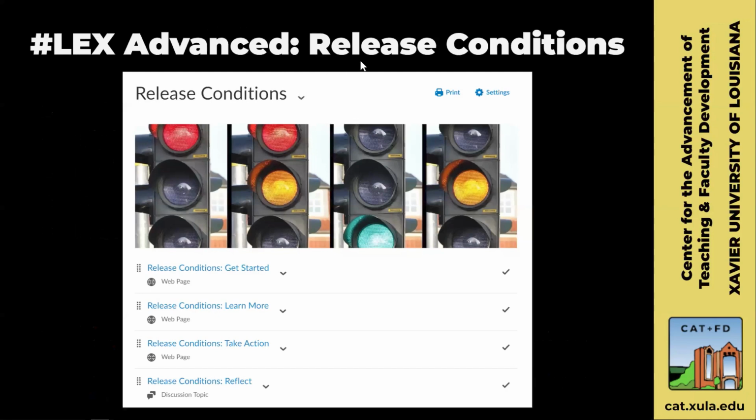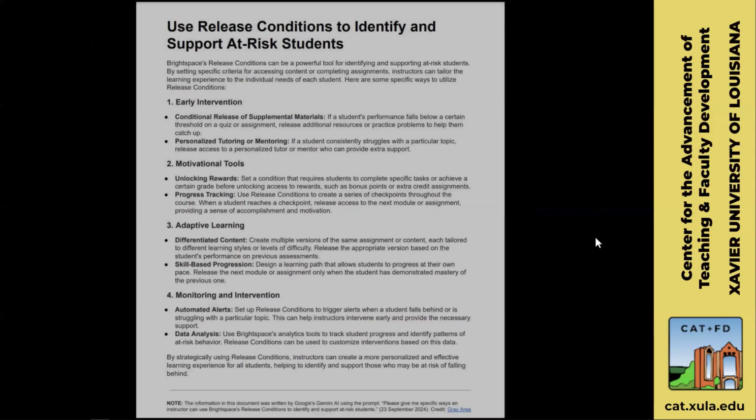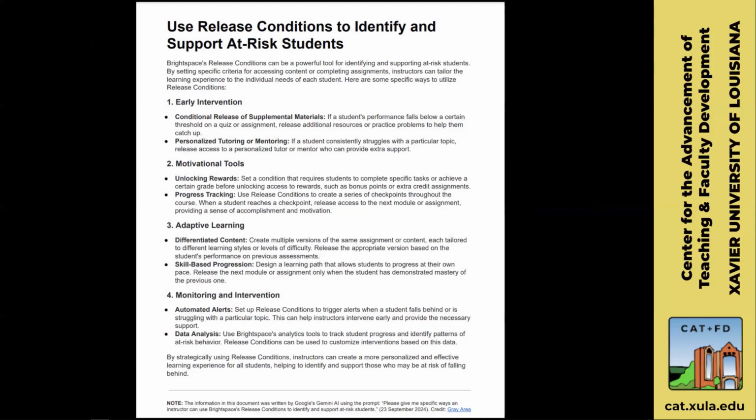We have a lot of information about release conditions and setting those up in the Learn Everywhere Zula course. There's a release conditions module, and there's also some information on the wiki. I'm noticing that I have about 8 minutes and a whole lot more information to talk to you about. So this information here on why release conditions can be used to identify and support at-risk students is on the wiki. So I'm going to skip over that and move directly into the intelligent agents.